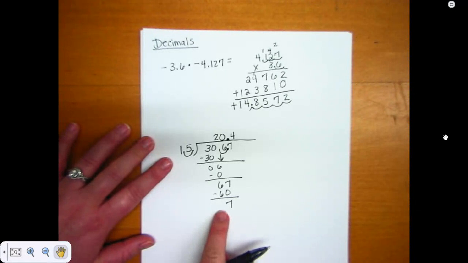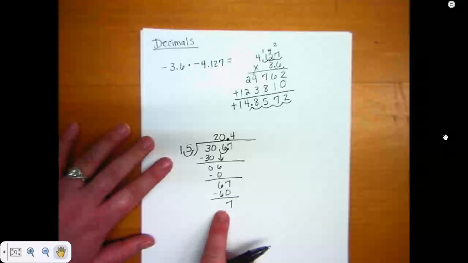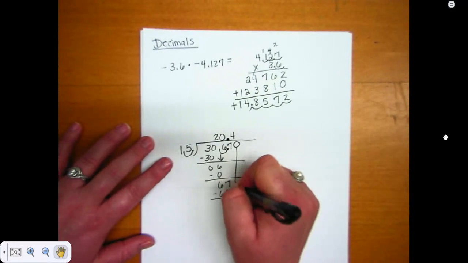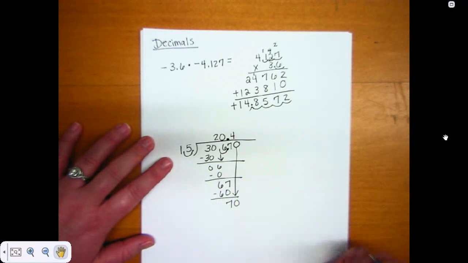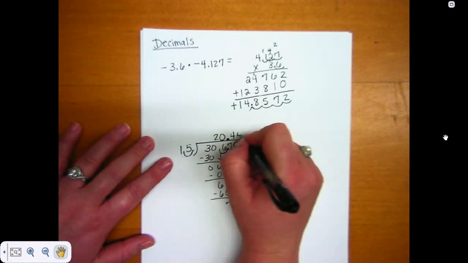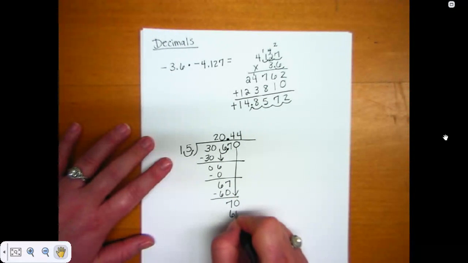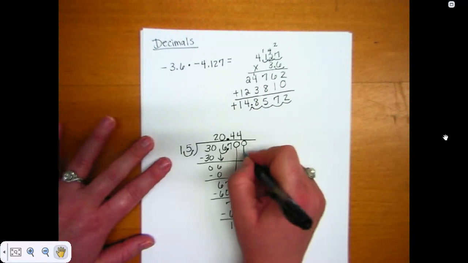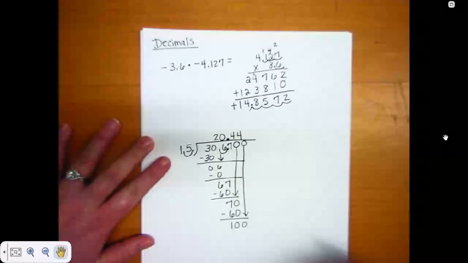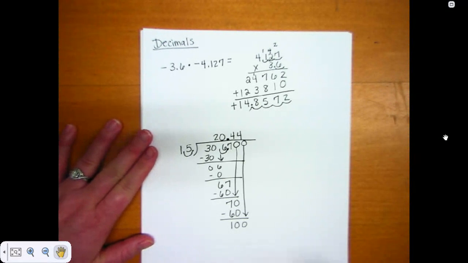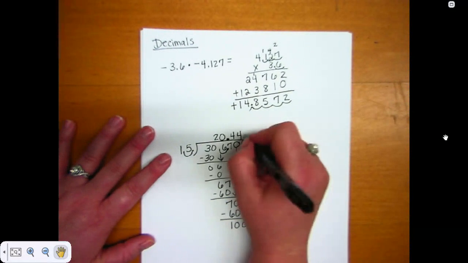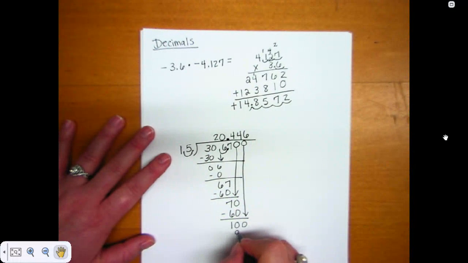But remember, this is a decimal, so I'm not going to put 20.4 and 7/15. I'm going to keep going, so I'm going to add another 0, bring that 0 down. 15 will go into 70 4 times. 4 times 15 is 60. I subtract and I get 10. So I'm going to add another 0, bring it on down. So now I need to know how many times will 15 go into 100. I'm going to say 6 times. 6 times 15 is 90. I subtract and I get 10 again.